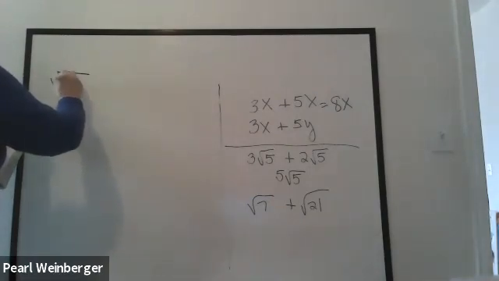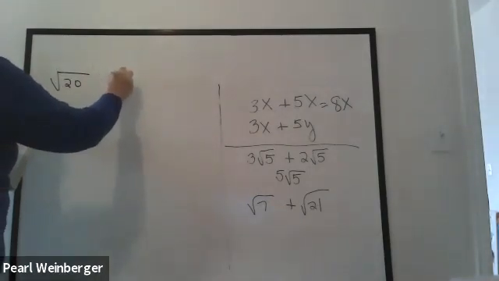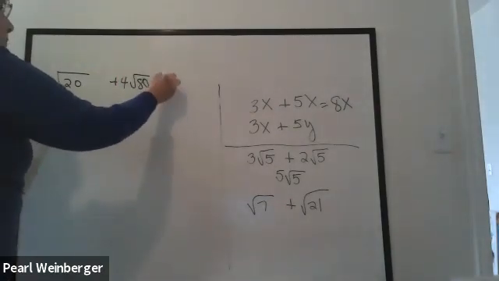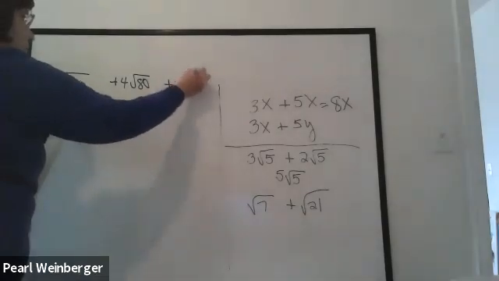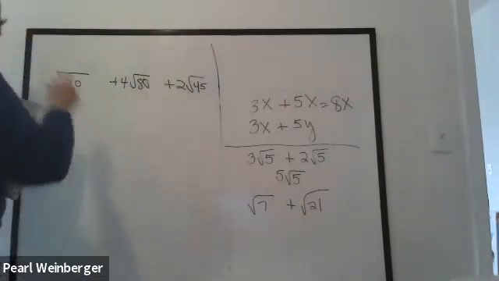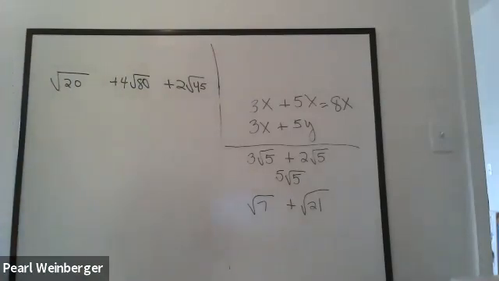Radical 20 plus 4 radical 80 plus 2 radical 45. Suppose I gave you this kind of an example. And I said, okay, I want you to add them. So your answer should be, you can't add them.